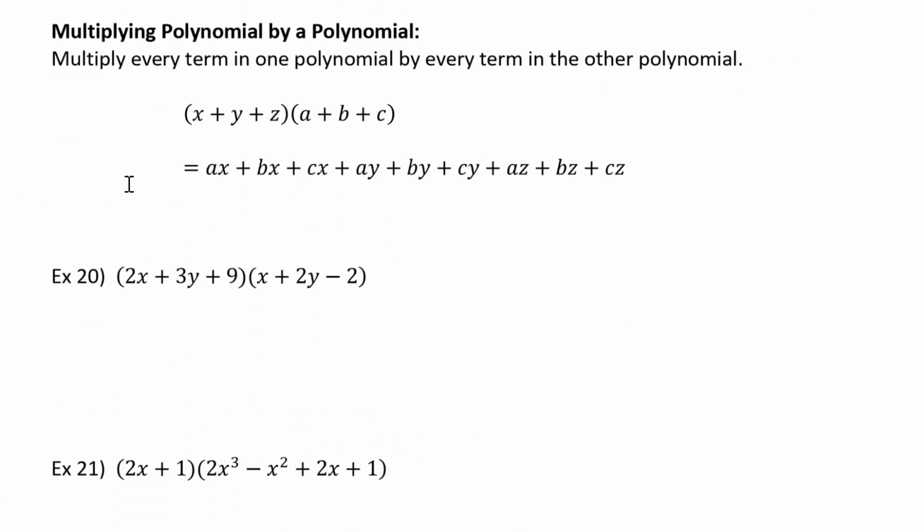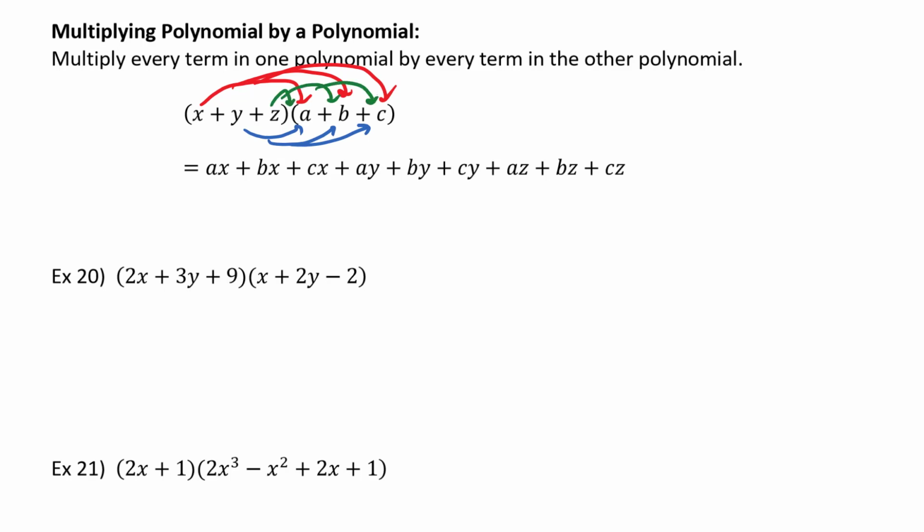Now we're going to apply that same knowledge to something a little bit more challenging. We had a binomial multiplied by a binomial. Now let's have a polynomial multiplied by a polynomial. Specifically here we have a trinomial multiplied by a trinomial. But the same rules apply. All the terms must be distributed to every term on the other side. So the x must go to the a and the b and the c. The y must go to the a, the b, and the c. And the z must go to the a, the b, and the c.